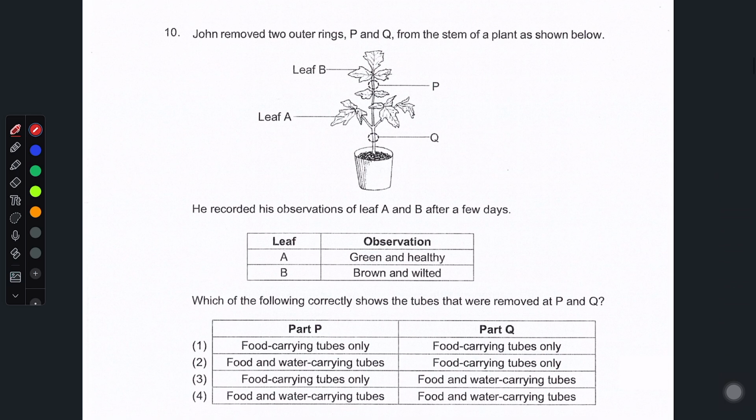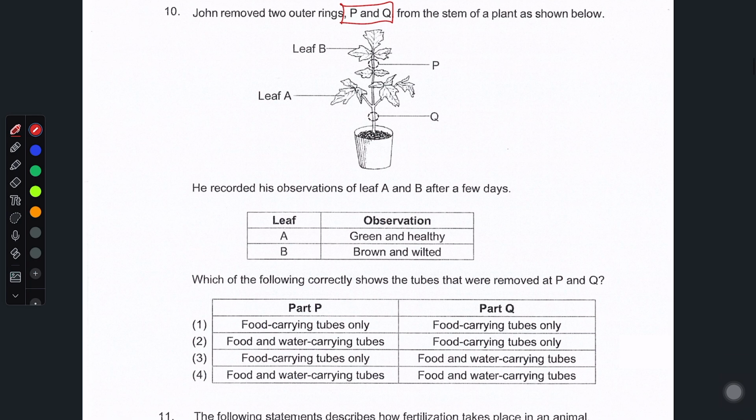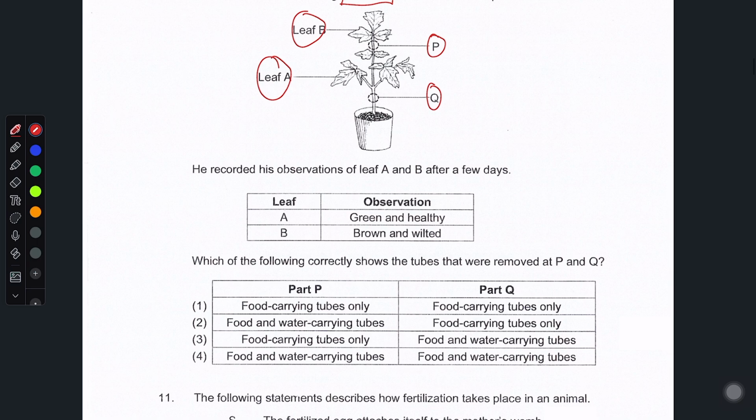Okay, John removed 2 outer rings, P and Q, from the stem as shown over here. P and Q are on different parts of the plant. One is top, one is bottom, and you have leaf B and leaf A. He recorded his observation of leaf A and leaf B. Leaf A remained healthy, while leaf B turned brown and withered. Which of the following correctly shows the tube that was removed from P and Q?